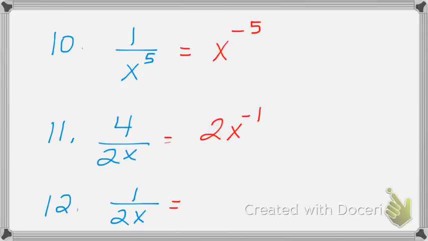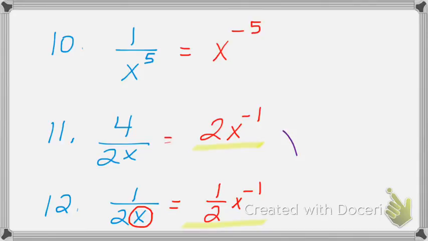Alright, number 12. Be really, really careful here. This is the thing I need to change. Everything else needs to stay the same. So I'm going to leave it as 1/2 and then make x to the negative 1. What I want you to realize here is that these two problems are different. 2x to the negative 1 is really a 2 on the top. 1/2 x to the negative 1 is really a 2 on the bottom.